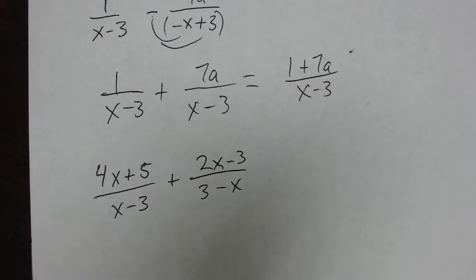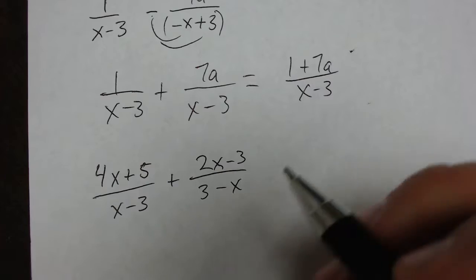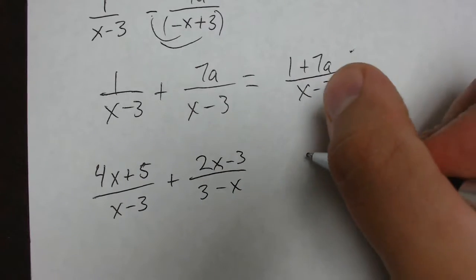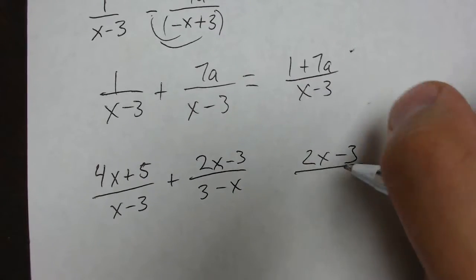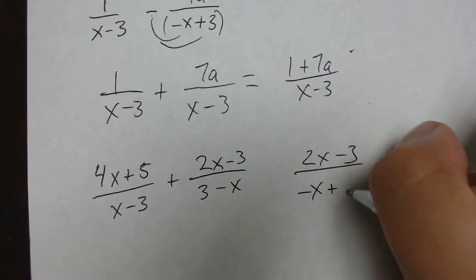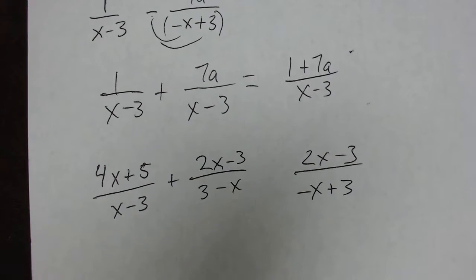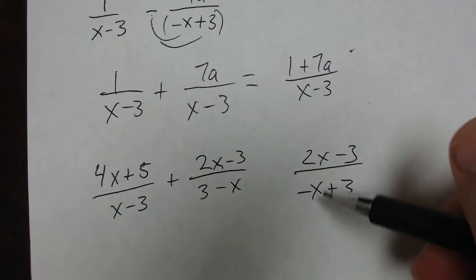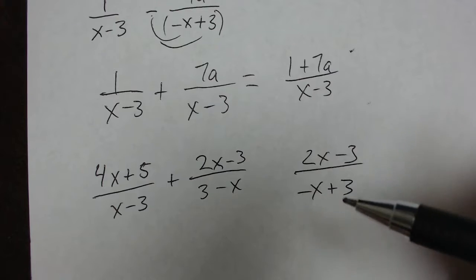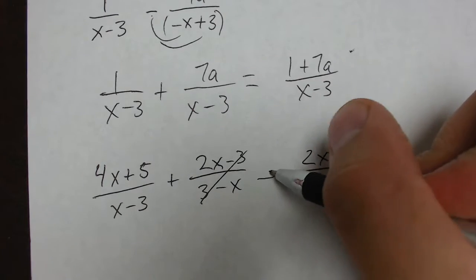Now, using that rule of negatives in the denominator, I can rewrite this as 2x minus 3 over negative x plus 3, right? And then from there, I can factor out a negative here, or I can kind of move the sign of a negative. So I rewrote this like that.